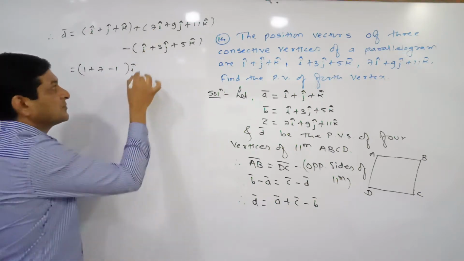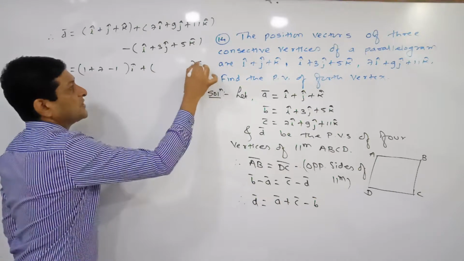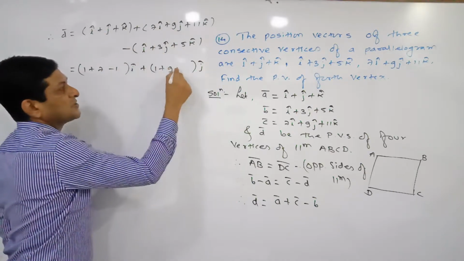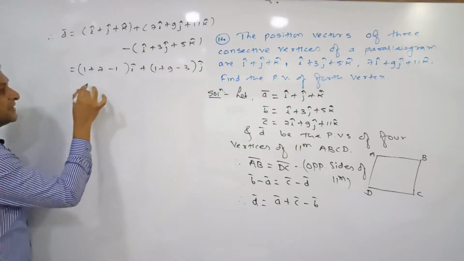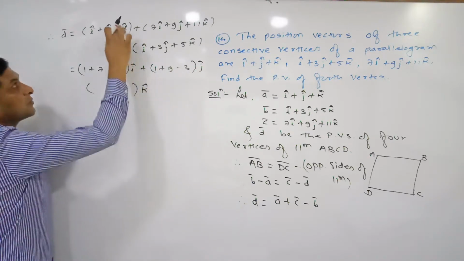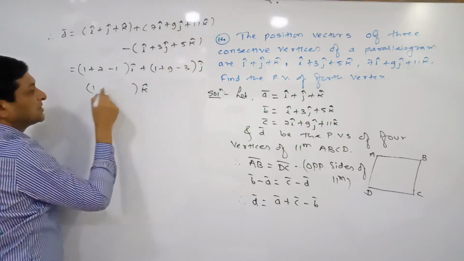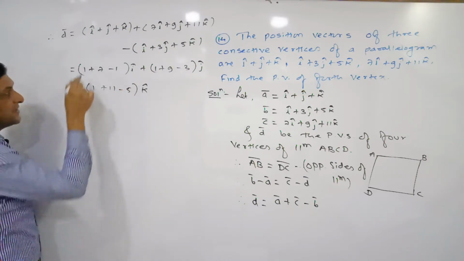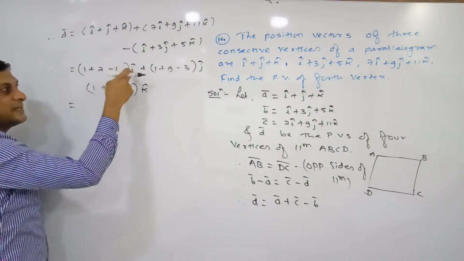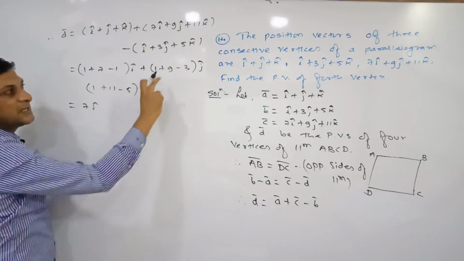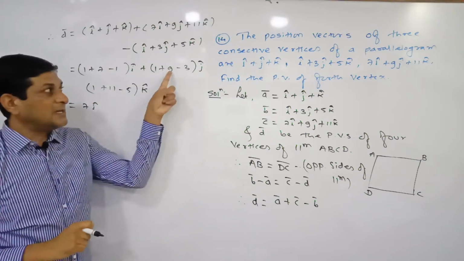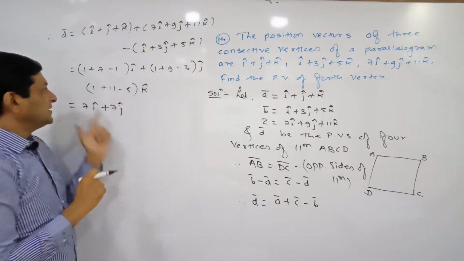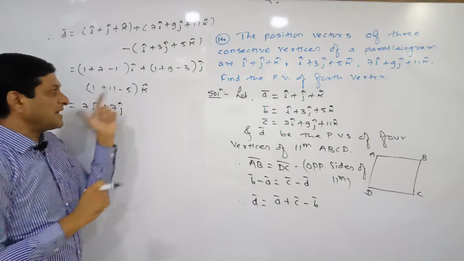Now we are collecting the terms of J cap. Here the coefficient of J cap is 1, here 9 and minus 3. Isn't it? Lastly, let us collect the terms of K cap. Here the coefficient of K cap is 1, here 11, and here minus 5. Let us see what we'll get. Here plus 1 minus 1 will get cancelled. 7 into I cap is 7 I cap. Then here 1 plus 9 is 10, and 10 minus 3 is 7. 7 into J cap is 7 J cap. And lastly, here 1 plus 11 is 12, 12 minus 5 is 7.